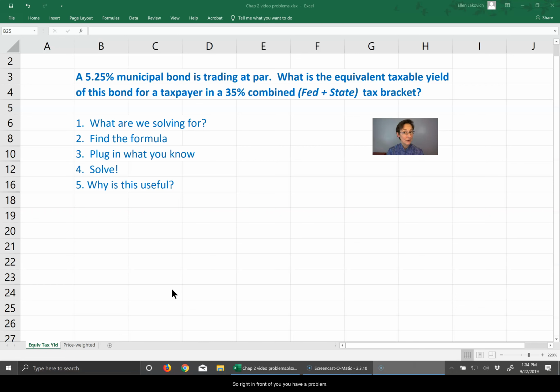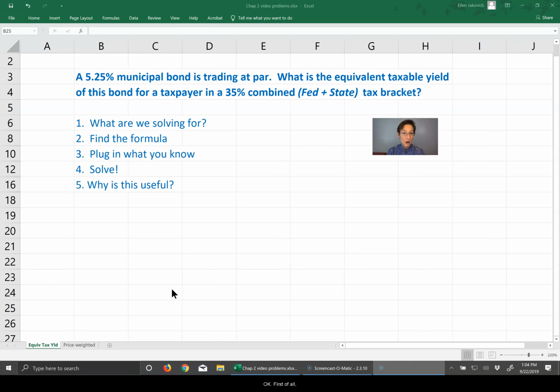So, right in front of you, you have a problem. A 5 1/4 municipal bond is trading at par. What is the equivalent taxable yield of this bond for a taxpayer in a 35% combined, which means both federal and state taxes, tax bracket?